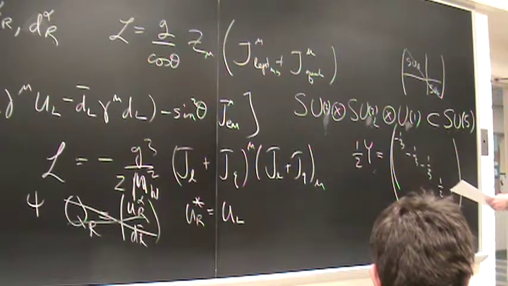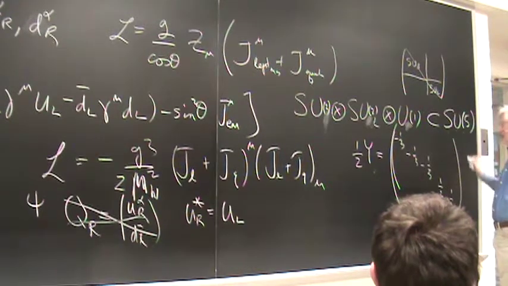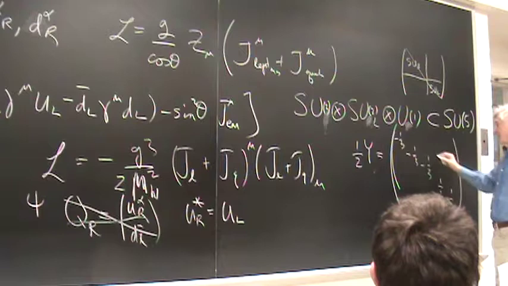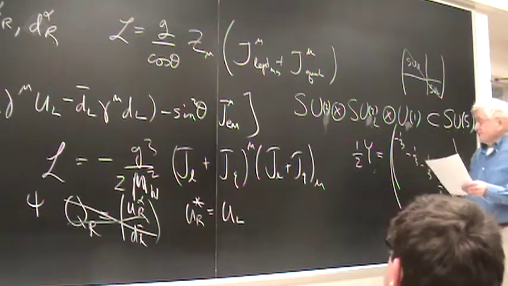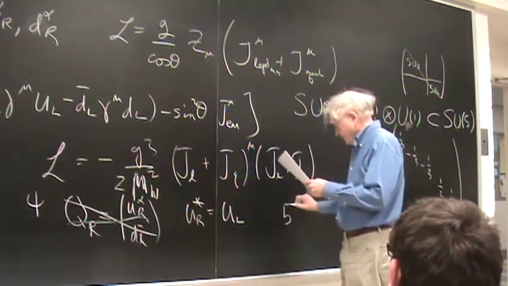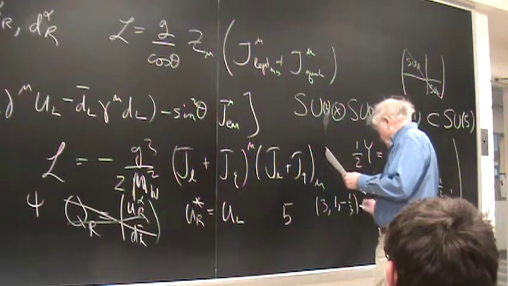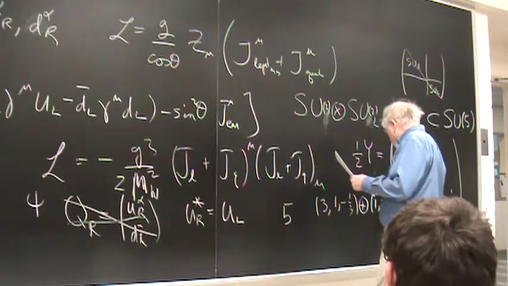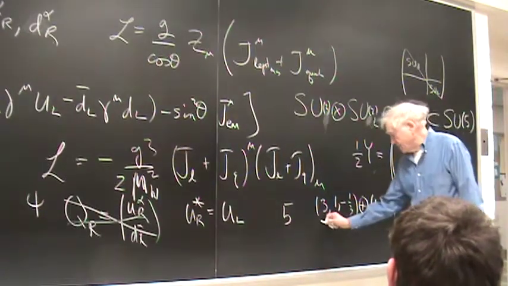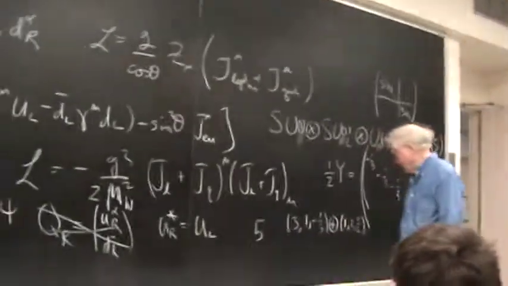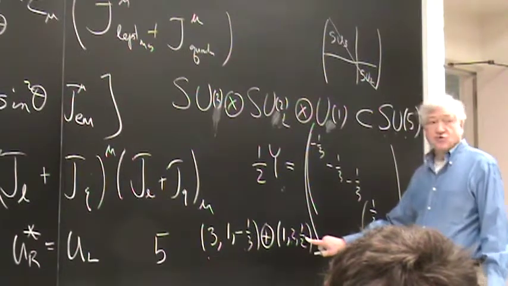And so then what we've got is 15 left-handed fields. And we put five of them into the five representation of SU5. And they would have then these values of hypercharge. And that means that the five takes in 3, 1, minus 1/3 plus 1, 2, 1/2. So in other words, this means how it is under SU3, SU2, U1. And so this is the doublet under SU2 with hypercharge 1/2.